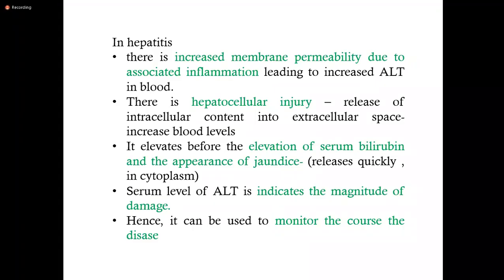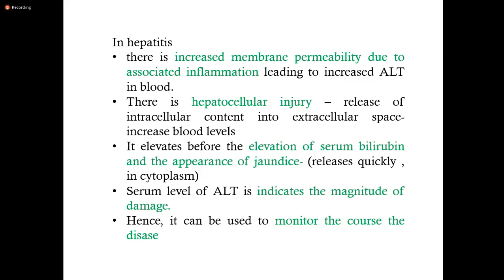That elevation is earlier than the appearance of jaundice. This is important, you have to tell, because elevation of serum bilirubin and development of jaundice take a little longer than elevation of these liver enzymes. That is why even without jaundice, sometimes these serum markers get elevated.